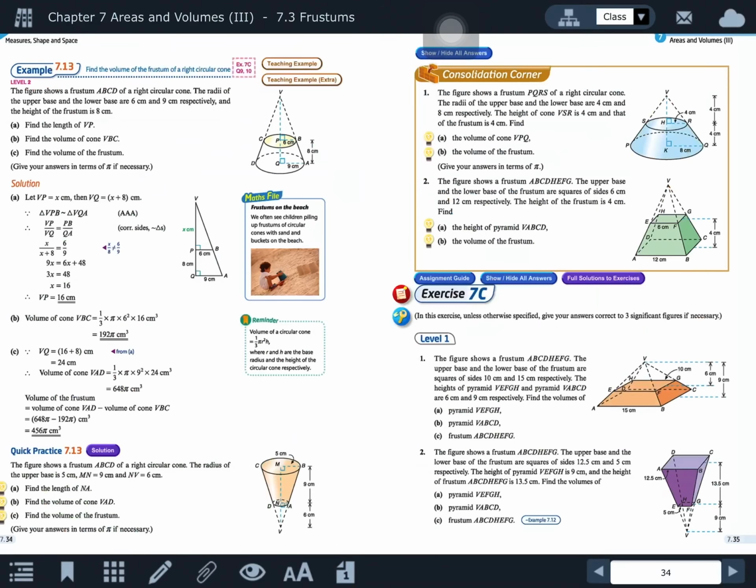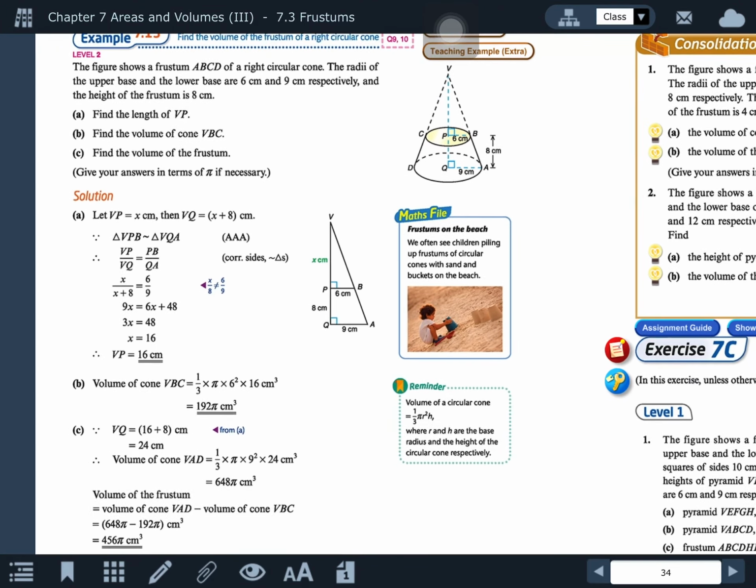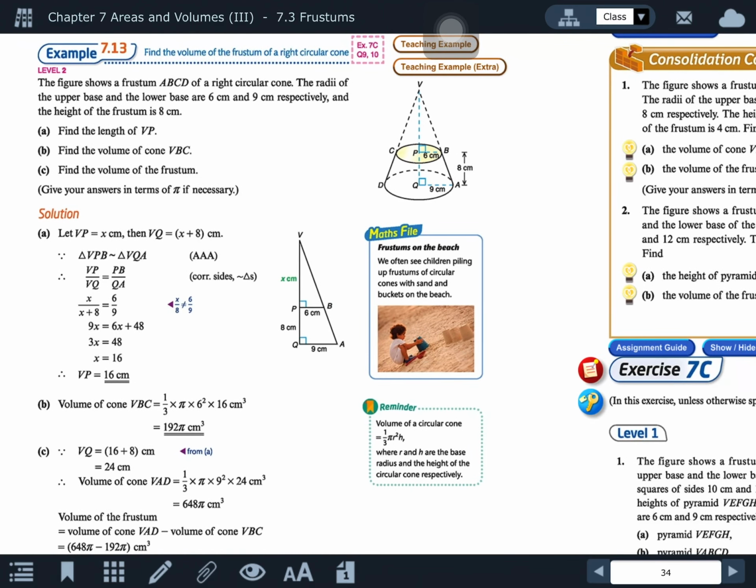Then we do another example. This consists of two examples, but calculating the frustum is not easy, it is somewhat difficult. When you see example 7.13, you will find that we often use a technique called similar triangles. Why do we need to do this?